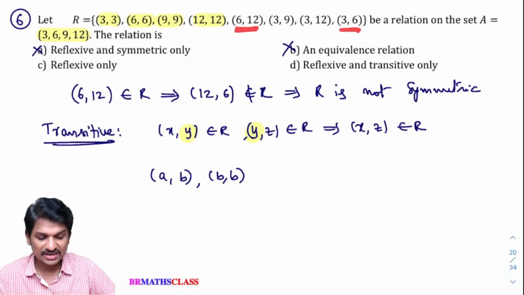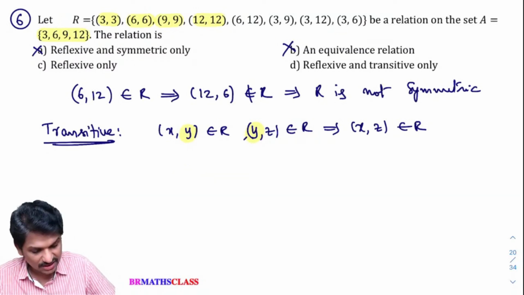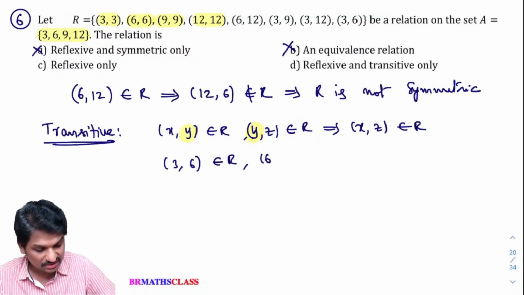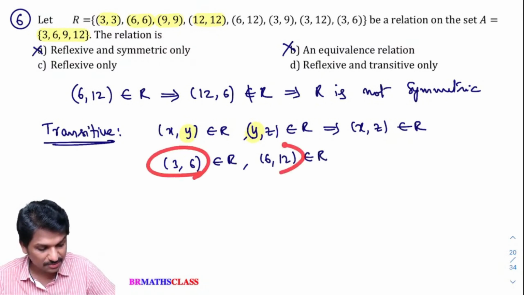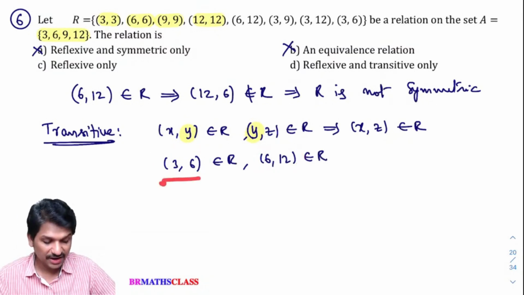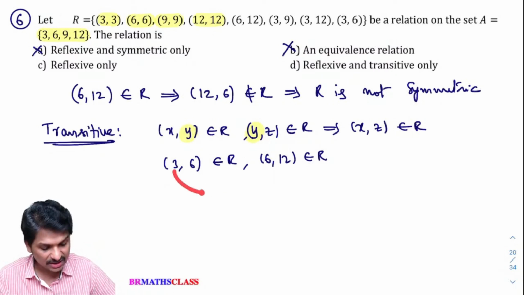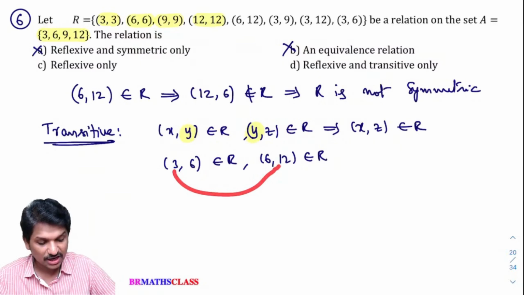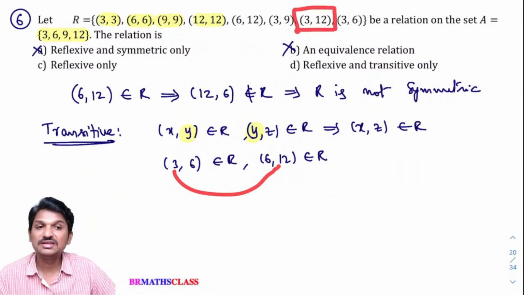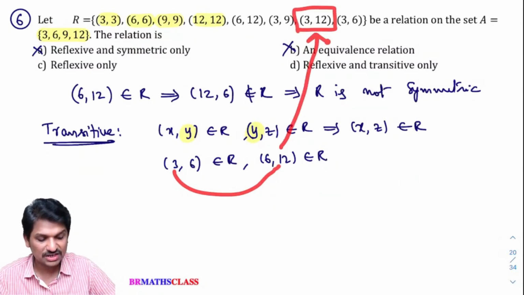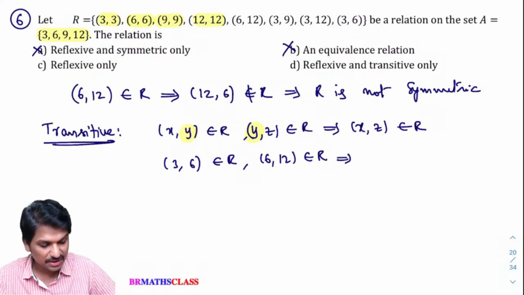You look here. Here it is, 6 comma 12. 3 comma 6, 6 comma 12. I'll take here 3 comma 6, which belongs to the relation, and 6 comma 12 also belongs to the relation. That means we are able to find A comma B, B comma C in the relation. If we can find A comma B, B comma C, then we look for A comma C. A comma C is 3 comma 12. Is 3 comma 12 present in the relation? Yes. Look here, 3 comma 12 is present in the relation. So this implies 3 comma 12 belongs to the relation.